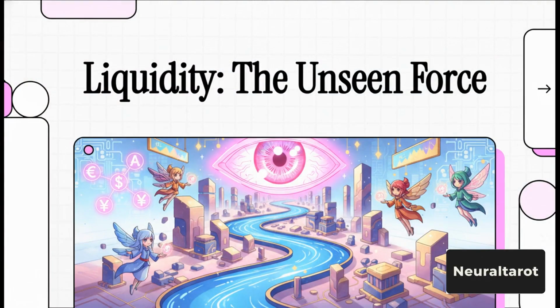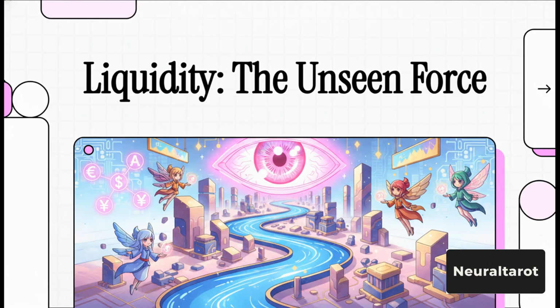NeuralTarot. Today, we're going to pull back the curtain on one of the most powerful yet invisible forces in our financial world. It's not about the daily news or company earnings. No, it's something much, much deeper. A hidden current that really dictates the entire rhythm of the market.